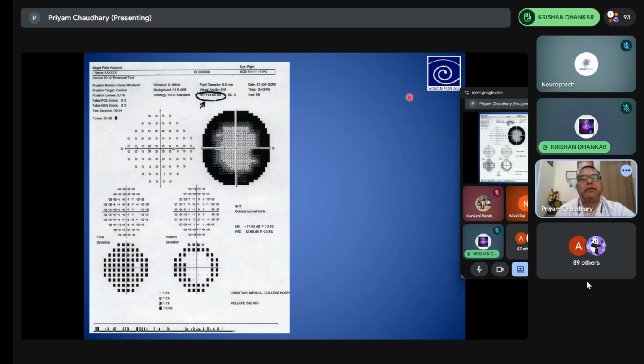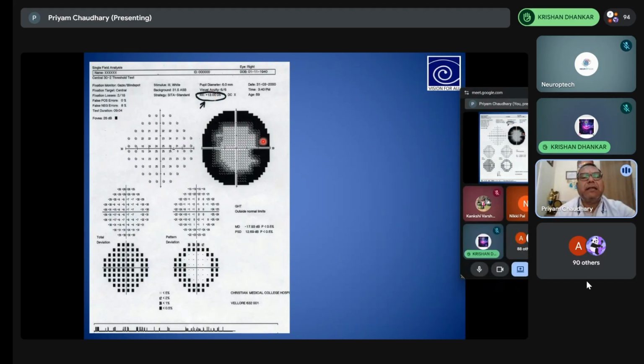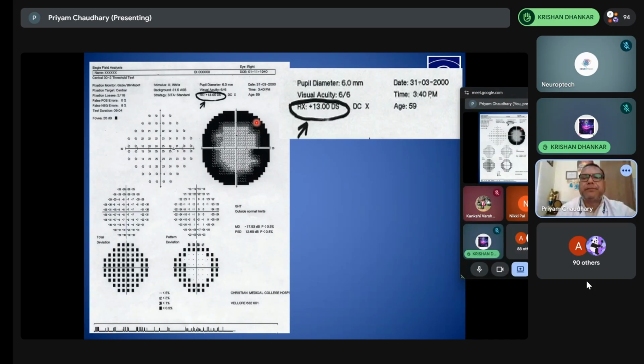This is the peripheral artifact due to high plus or high minus power. When you are putting the lens in the trial frame in HVF, the power is high. So please set the lens nearer to the eye, not away from the eye. If you put the lens away from the eye, you get this type of artifact. So repeat HVF again.